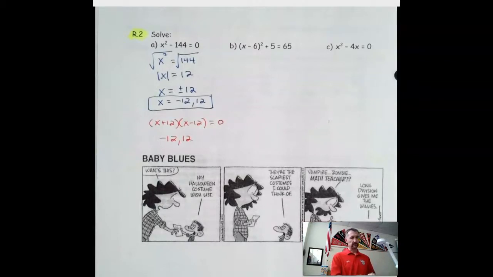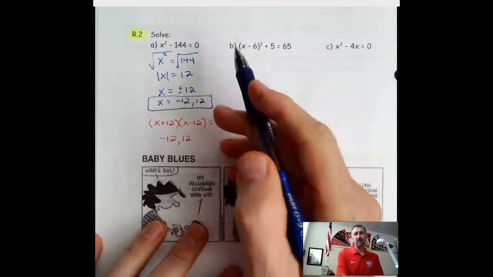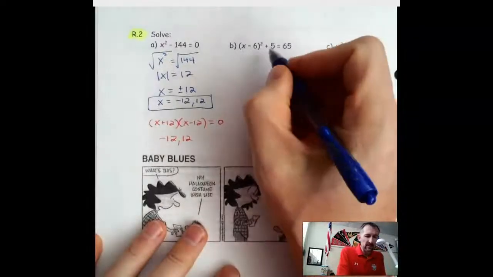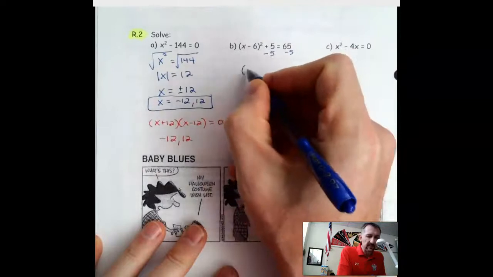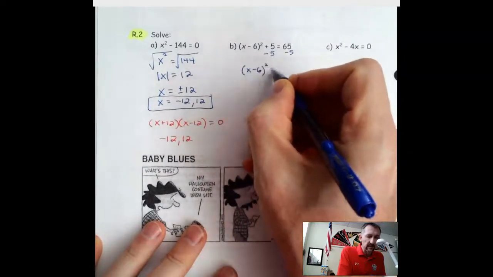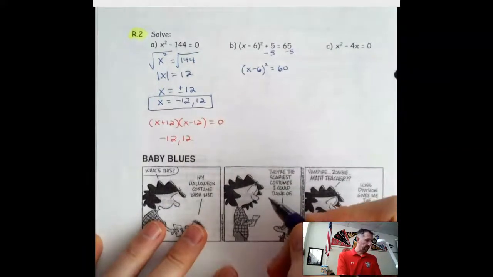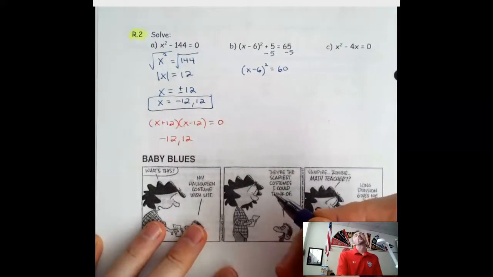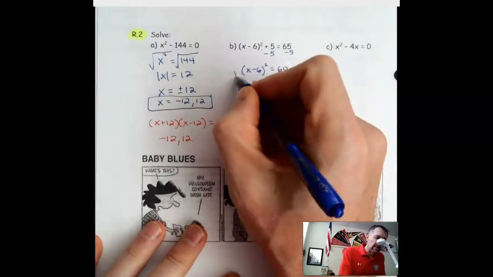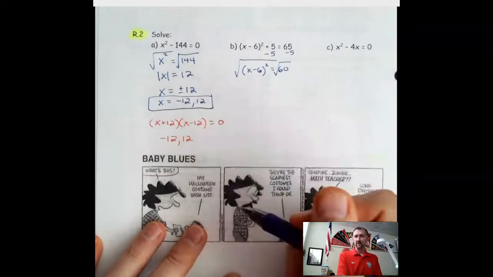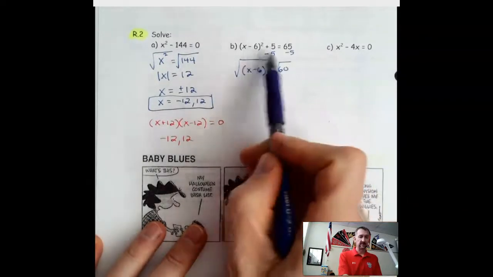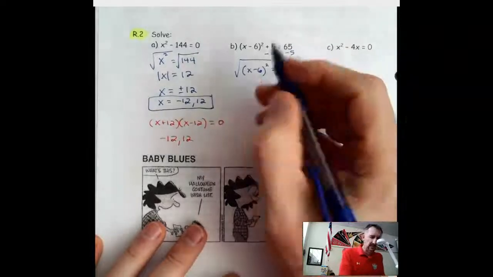Now, on part B, people have a tendency to want to square that. That's going to make this much more work than we need to do. So what we can do instead is subtract 5 from both sides, and that would give us 60. Now we can take the square root of both sides. There's actually a procedure called completing the square where we do things like that on purpose to get it to this form.